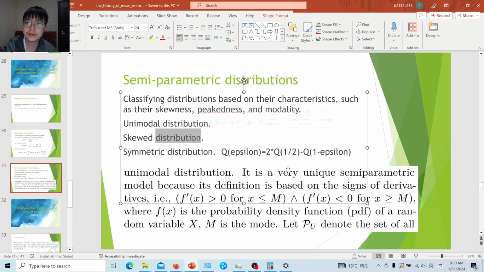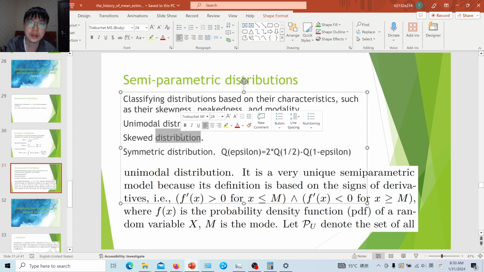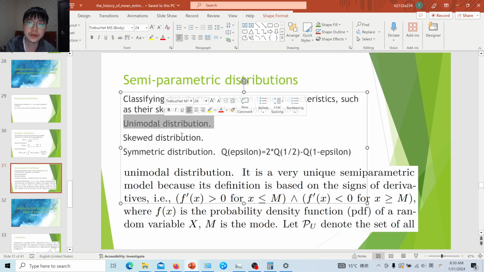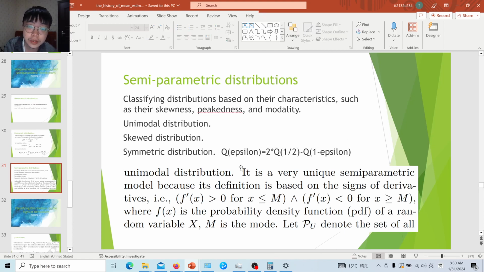This is the definition of the symmetric distribution in terms of the quantile function. It has a specified relation, but it is not fully specified, because there are many parametric distributions that fall into this class. A skew distribution is also a semiparametric distribution. The unimodal distribution is very different, because its definition is based on the signs of derivatives.